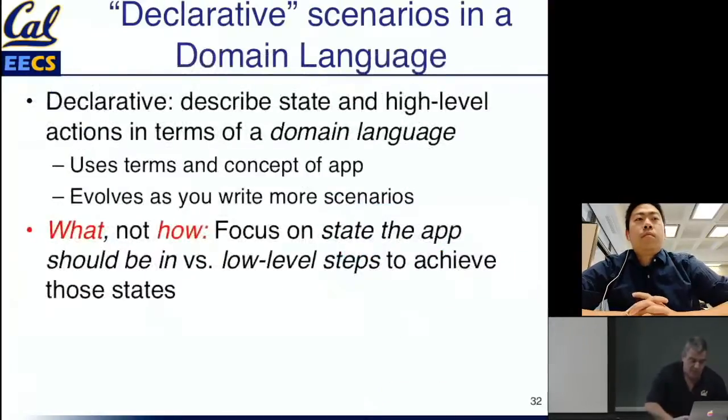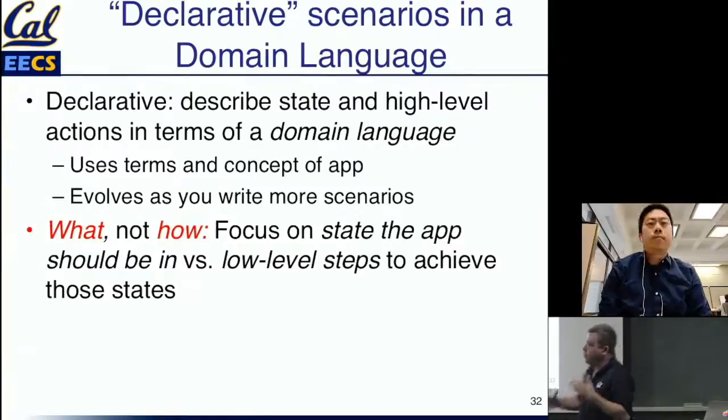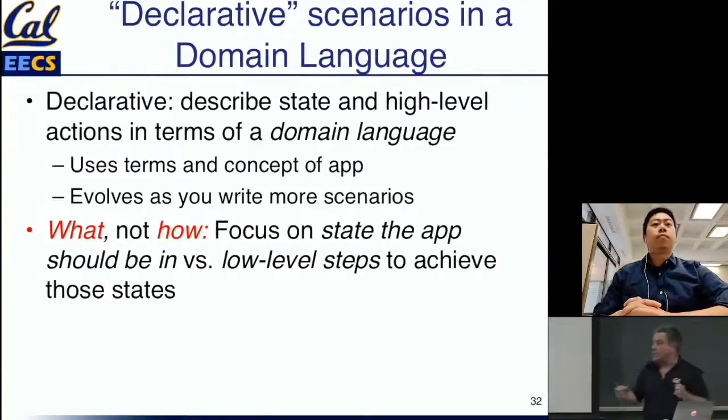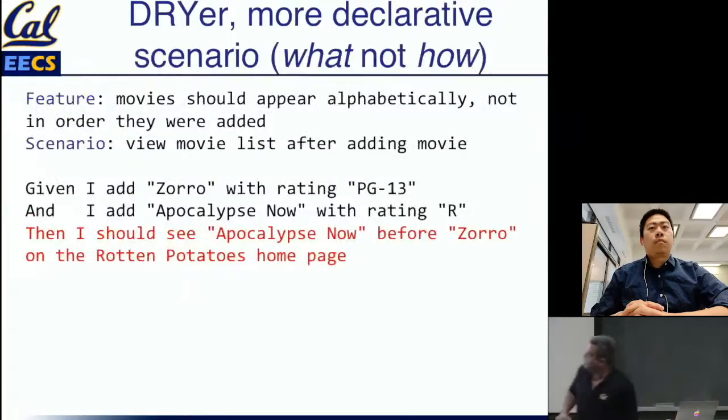As you develop your apps, you'll find that the domain of your app can sort of form its own little mini language. So if your app is about movies and ratings, then things like movies and ratings become what appear in your Cucumber steps, as opposed to the step-by-step process of how you add a movie or how you specify a rating. Imagine a much more concise version of that scenario I just showed you that looks like this.